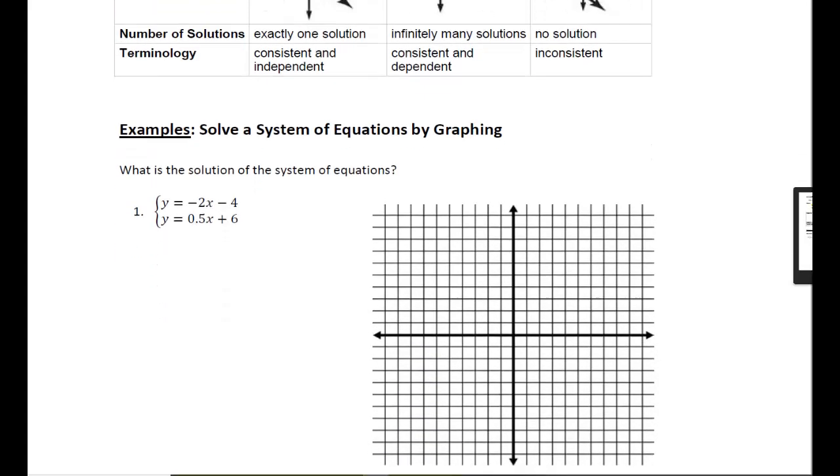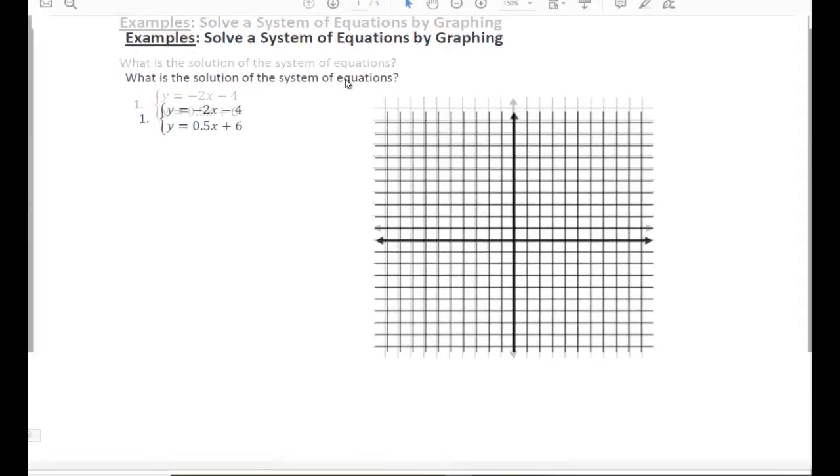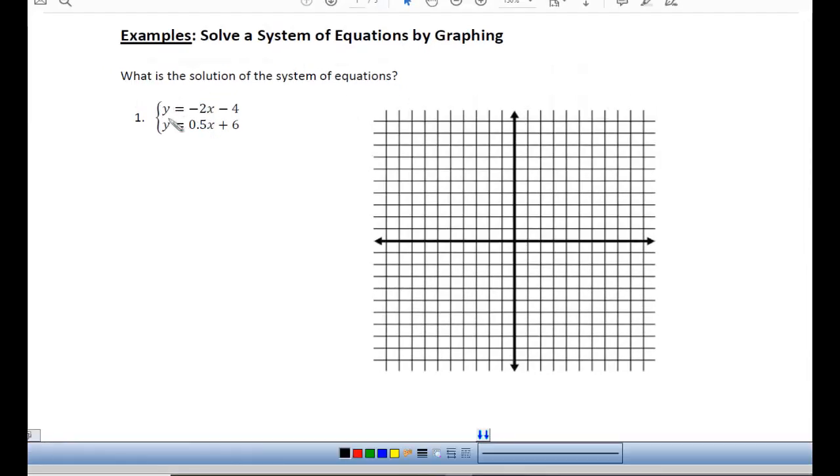So let's take a look at the first example. I have a system here, two equations, y equals negative 2x minus 4. Let's go ahead and graph that. We should be able to notice pretty quickly that these are in slope-intercept form, mx plus b, so we have our y-intercept and then our slope. That makes these pretty easy to graph. I'm going to do the first one in red here. I'm going to plot my y-intercept. That's down at negative 4: 1, 2, 3, 4.